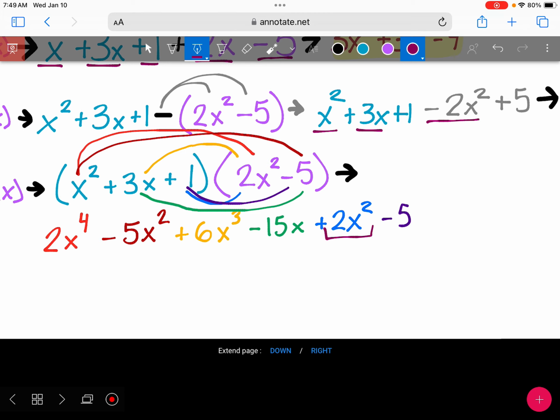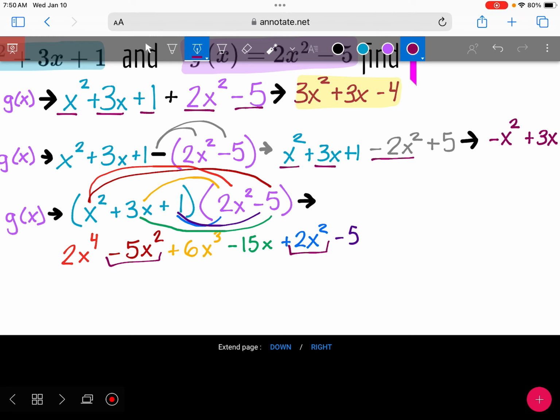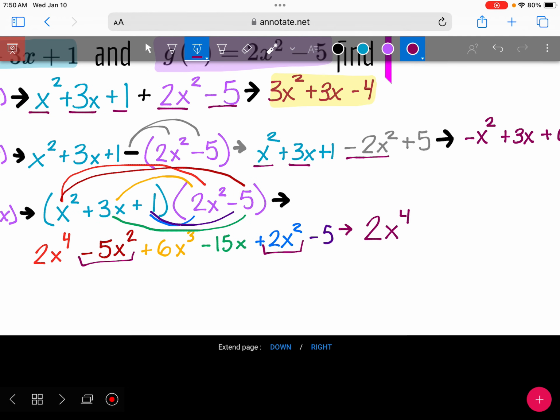I have an x squared here and an x squared here. Other than that, it's putting them into standard form. We go from biggest to smallest exponent. We order them by degree. So my biggest exponent is my x to the 4th. So 2x to the 4th is my first term. Biggest to smallest exponents. My next biggest term is my x cubed. I only have one of those, so I'm just going to bring her over.